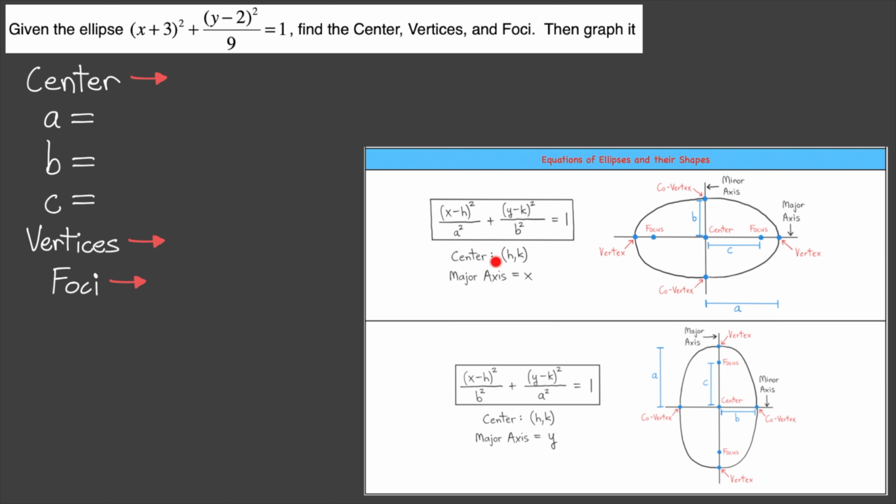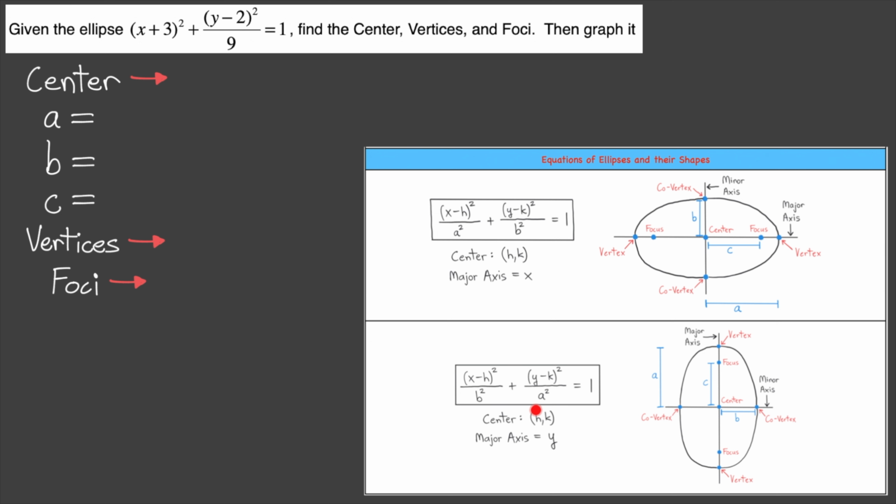Now, if it's a horizontal ellipse, all of the major components, meaning the center, the foci, and the vertices, all fall on the major axis, which is a horizontal axis. Now, a is the distance between the center and the vertex. b is the distance between the center and the co-vertex, either up or down in this case. And then c is the distance between the center and the foci, so either right or left here.